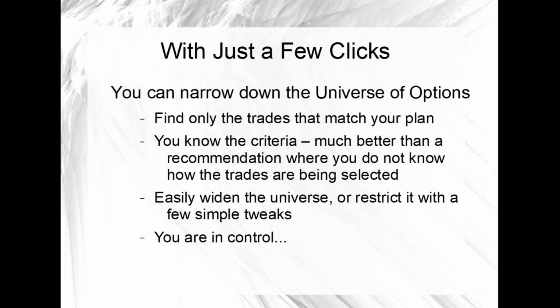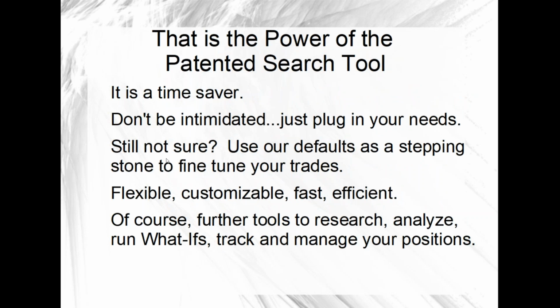I could have lowered the net credit. I could have lowered the return, but I'm still looking for stocks in a downtrend and avoiding earnings. I'm just opening up a little bit more. Okay, you are in control. That's the power of the search tools and the power of our patented search tool in PowerOptions. You're in control.